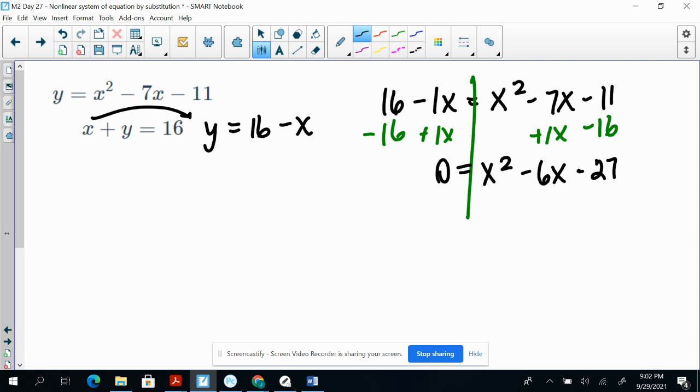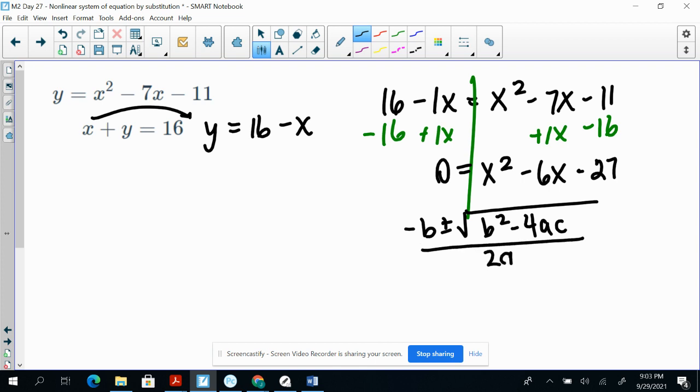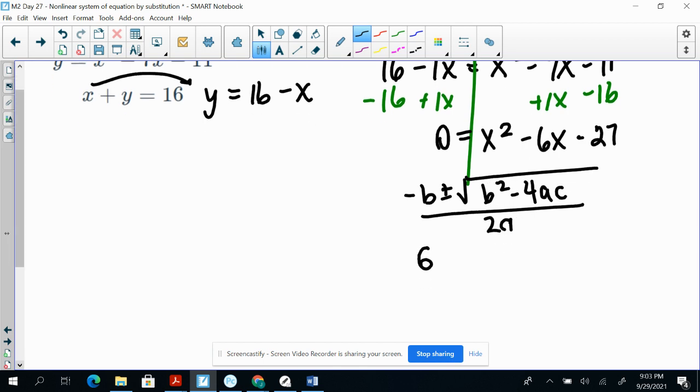Now, we can sit here and try to factor it, or just for a different example and for more practice in your notes, we're going to do negative b plus or minus the square root of b squared minus 4ac, all over 2a. So that's your quadratic formula, right? So negative b, so I've got a negative 6 for my b spot. So the negative b in the front is going to be a positive 6 because that negative makes it positive. So plus or minus the square root of negative 6 squared minus 4 times 1 times a negative 27.